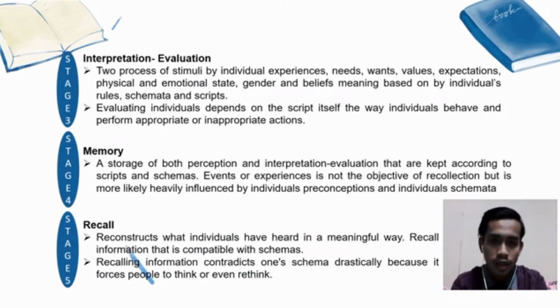Interpretation and evaluation. In this stage, stimuli are processed through the individual's experience, needs, wants, values, expectations, physical and emotional state, gender, and beliefs, with meaning based on the individual's rules, schemata, and scripts. For example, when they meet a doctor, they tend to view this person as someone successful, conscious, and academically strong. In other words, evaluating an individual depends on the script itself, the ways individuals behave and perform.